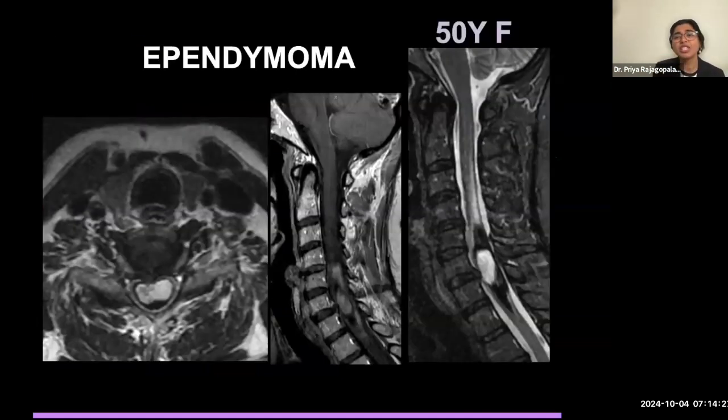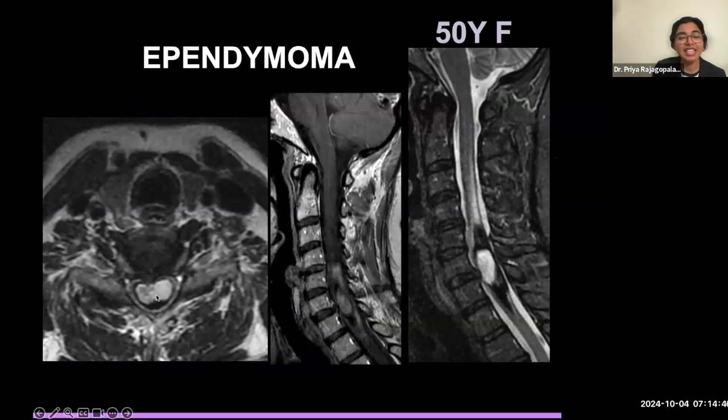So here's an example. It's in a 50-year-old female. So here's a beautiful ependymoma. Here's that nice T2 bright edematous lesion. And as you can see, all the blood products are lined up, forming that nice hemosiderin cap at both the poles of the tumor, upper pole and lower pole. So that's a very classic appearance of an ependymoma.